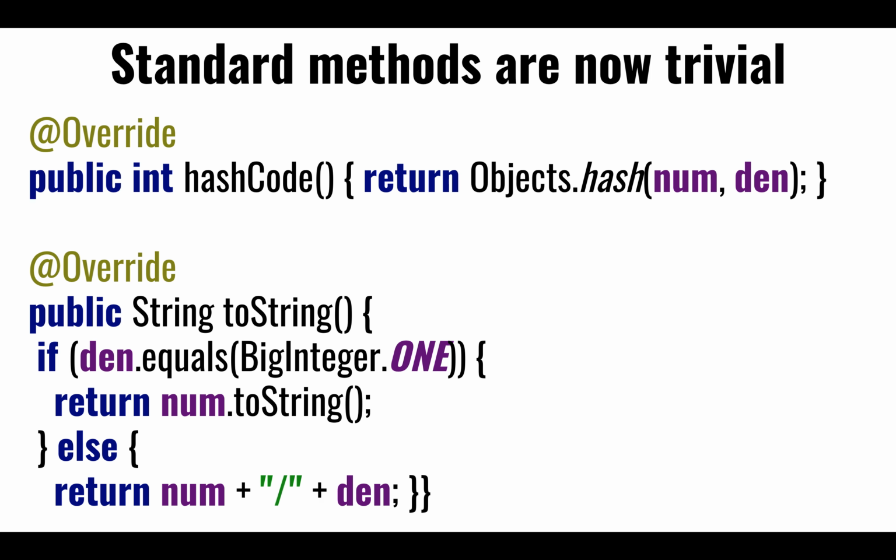Same thing with hash code. I already assume that the numerator and denominator have already been reduced. There's no point in me doing it here. Same thing with toString. My validation is trivial. I'm relying on the fact that they've already been reduced. I just have to make sure that I don't do anything to change that fact, and I don't. Equals doesn't, toString doesn't, hash code doesn't. They don't update anything. They don't do any transformation whatsoever.